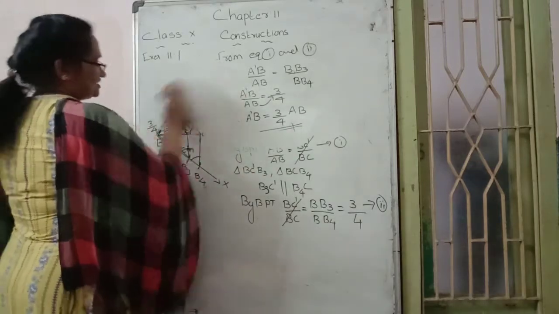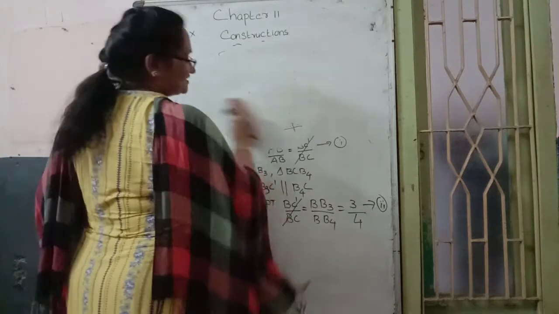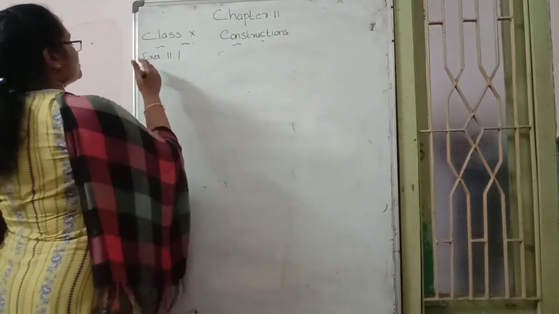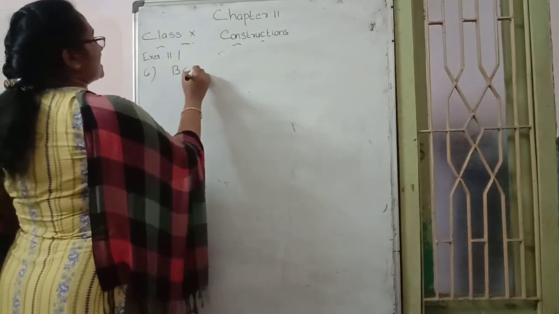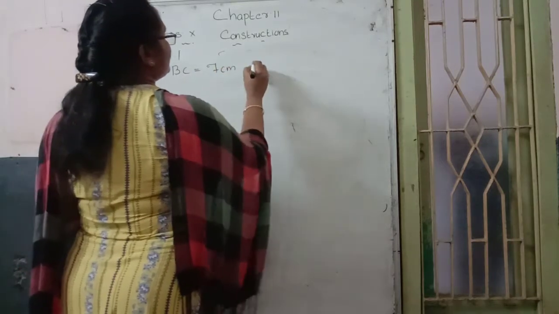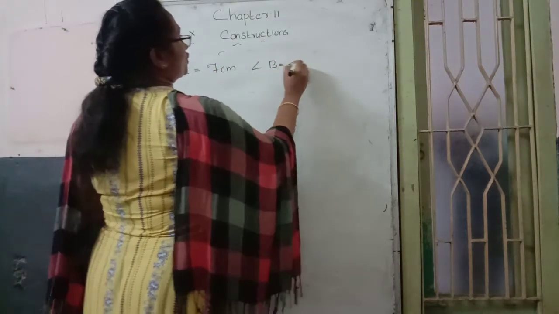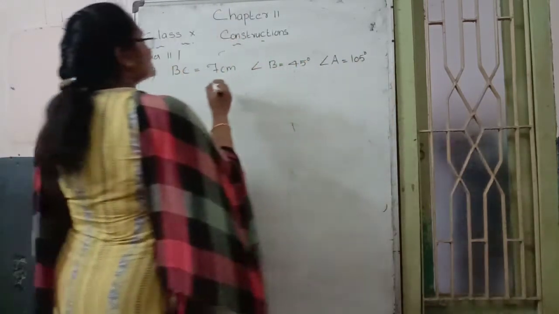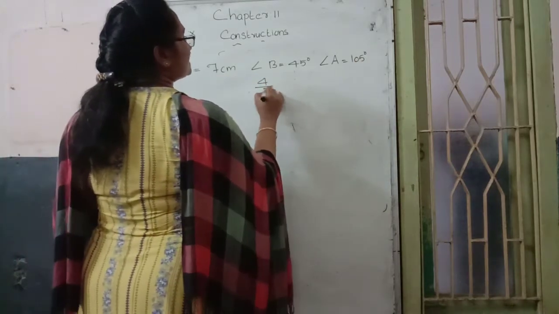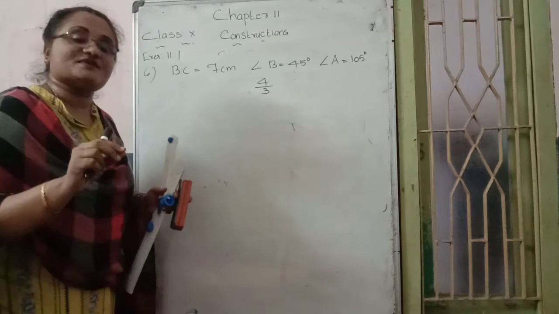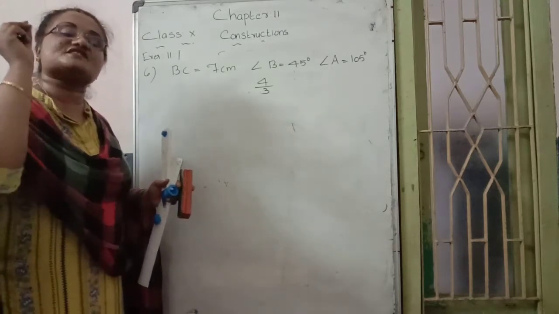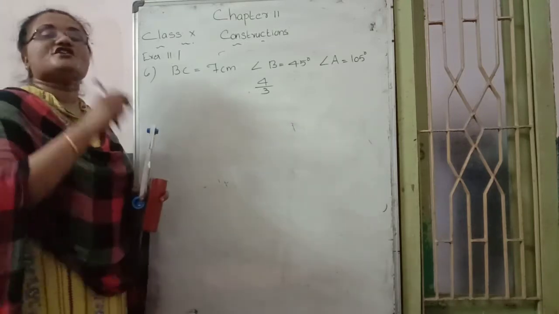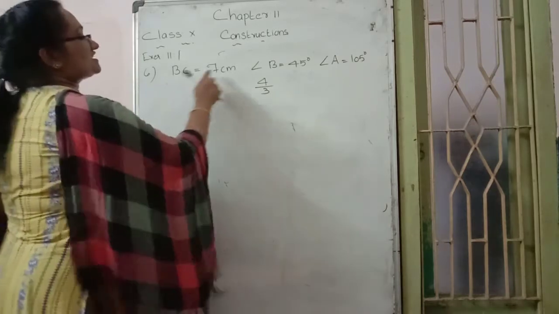Next, the sixth question. The sixth question tells that the BC side value is given as 7 cm, angle B is given as 45 degrees, angle A is given as 105 degrees, and the scale factor is given as 4/3. That means the side of the similar triangle is 4/3 times the corresponding side of the original triangle. So how to construct the triangle using this information?